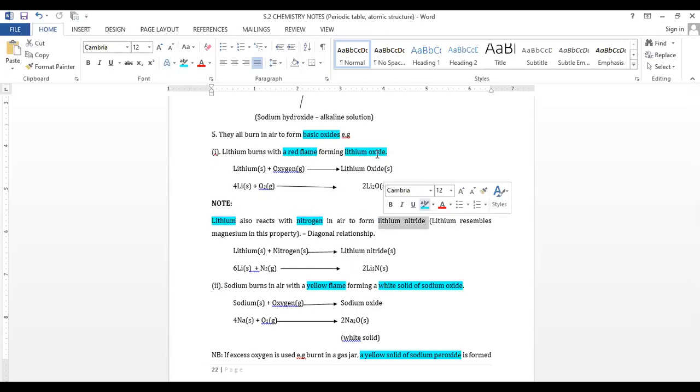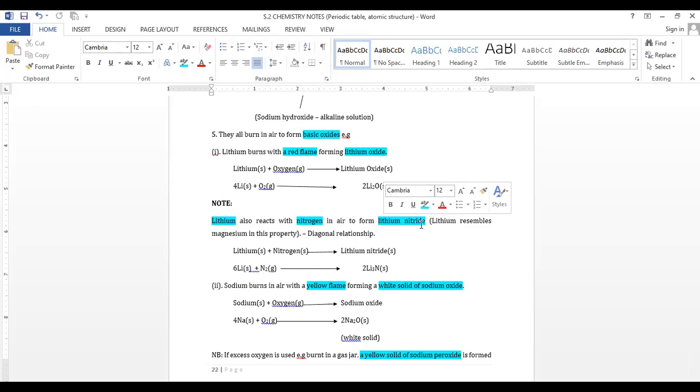You see the difference. Oxygen, we form oxide, IDE at the end. Nitrogen, we form nitride, IDE at the end. So that is something that you need to know. So that is how special lithium is. So for lithium, we don't have cases of saying it reacts with excess oxygen or limited oxygen.